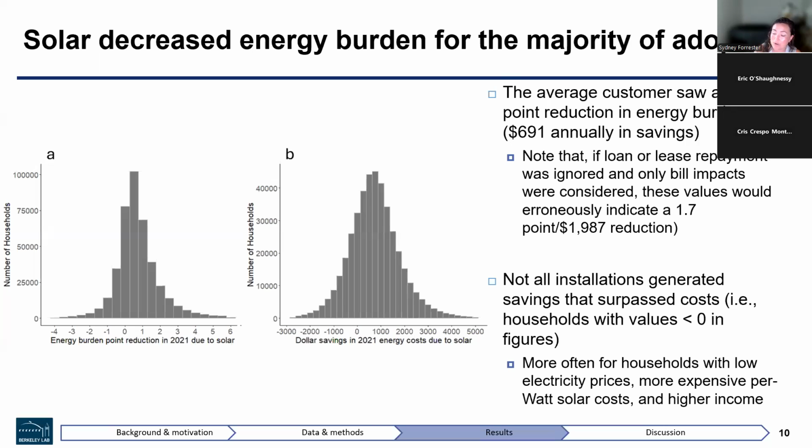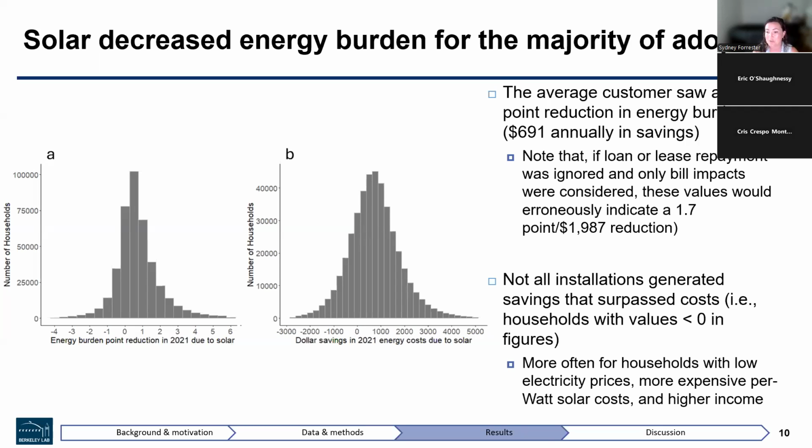So this happened more frequently for those with low electricity prices. If you have a low dollar per kilowatt hour cost of electricity, then the bill savings that you see by generating your own electricity are going to be a muted amount of bill savings.